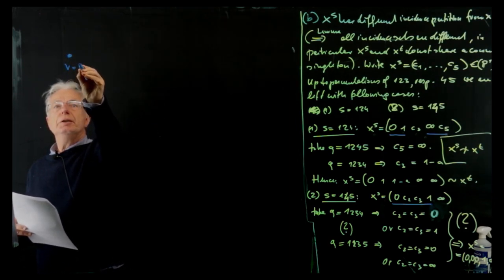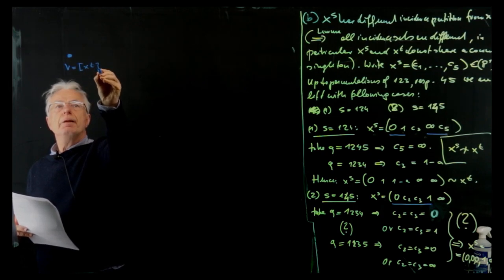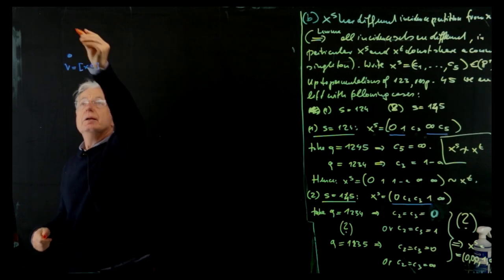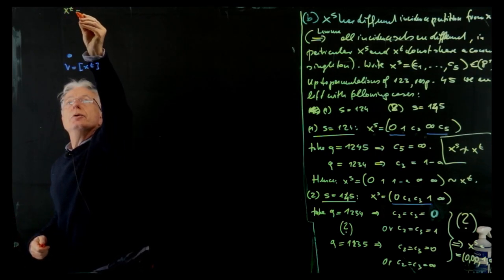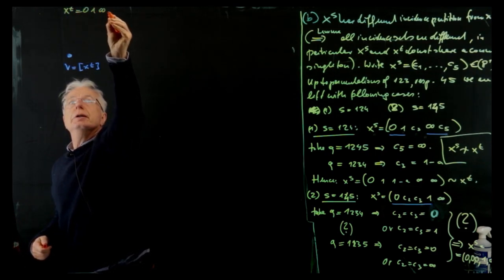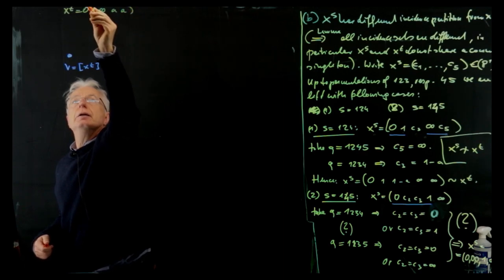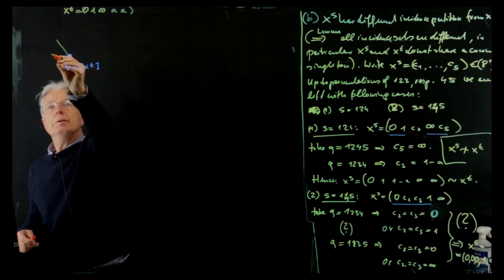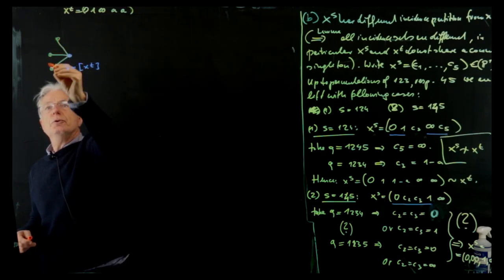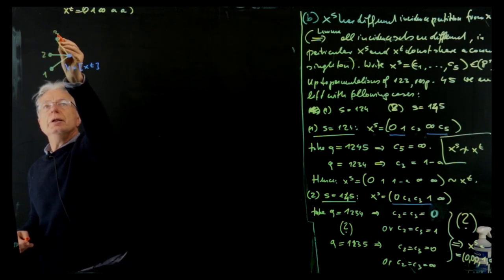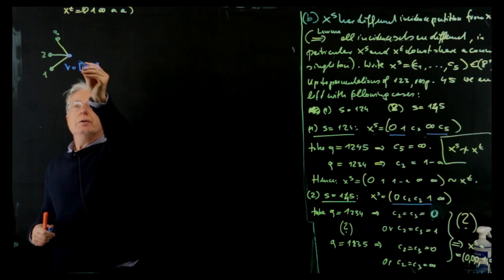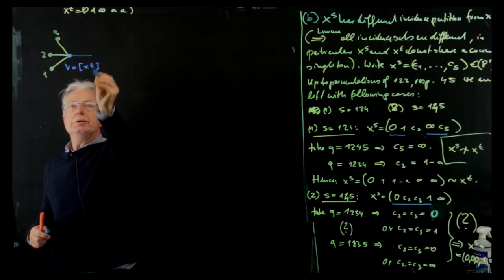Here we have V equals XT. So maybe I should write again what XT was. XT was 0, 1, infinity, A. So it has three singletons, which I draw like this, which correspond to the first three entries, 1, 2, 3. And then we said that we will have at least one edge going out here.